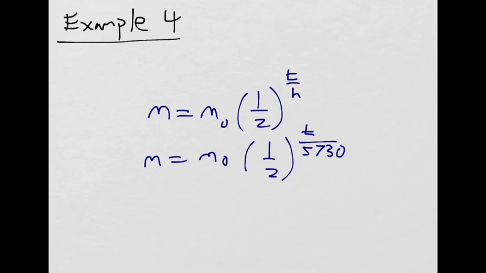What do I do about m and m naught? I'm trying to find time, so we're going to leave that alone for now, but do we know the initial mass of the object? No. Do we know how much mass the object has right now? 49.5%. Well, the only information I know about it is it's 49.5% of what it used to be.